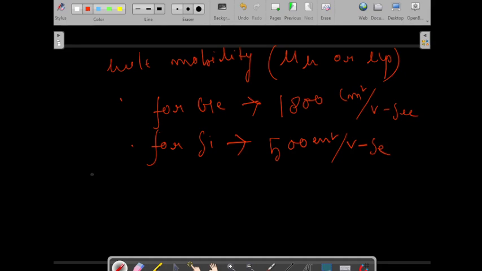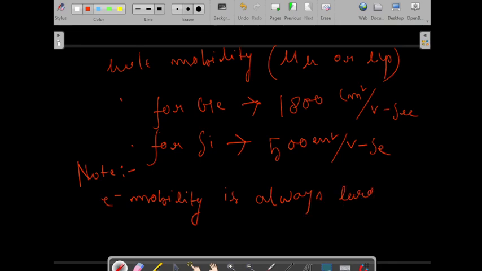So from here you noticed that the electron mobility is always larger than hole mobility.